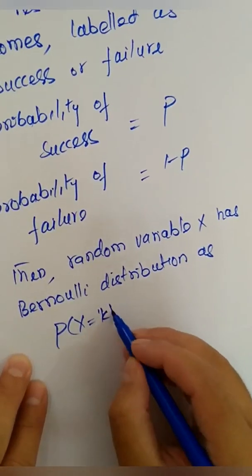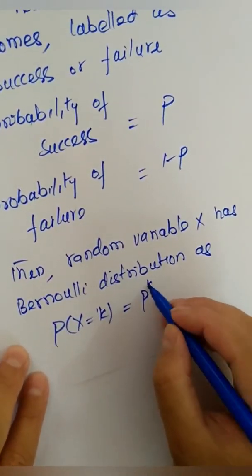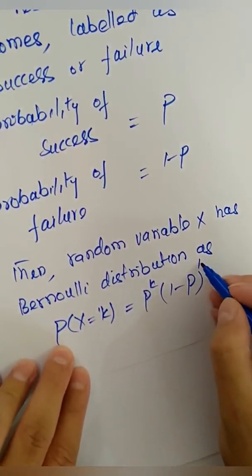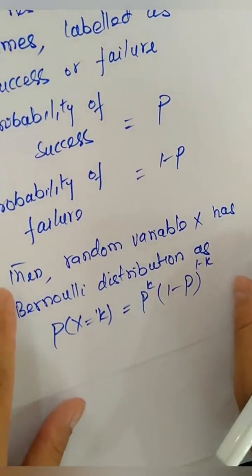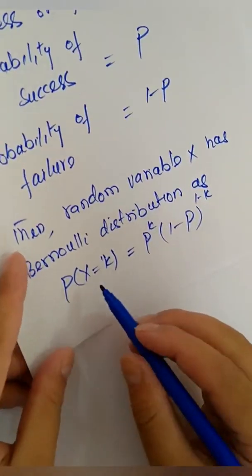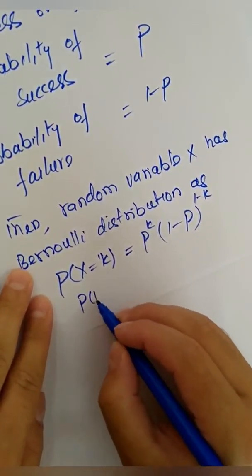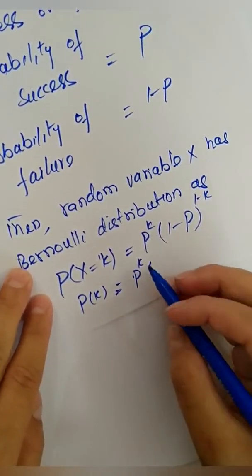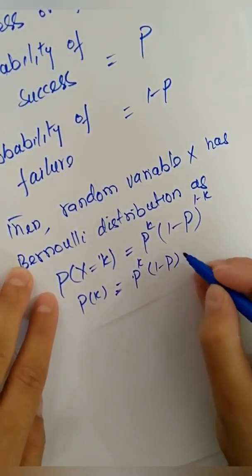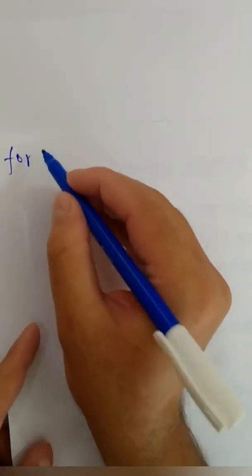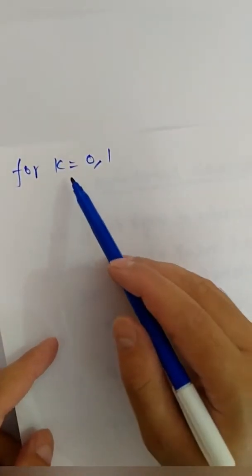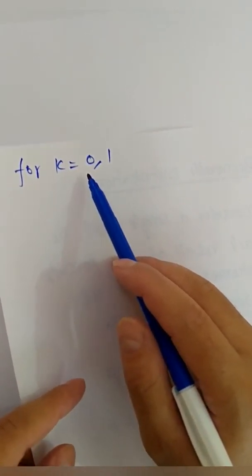p of k into 1 minus p to the power 1 minus k. या इसको हम लिख सकते हैं p of k is equal to p raised power k, 1 minus p raised power 1 minus k. For k is equal to 0 or 1, दो पॉसिबिलिटी, k की वैल्यू 0 हो सकती है या 1 हो सकती है.